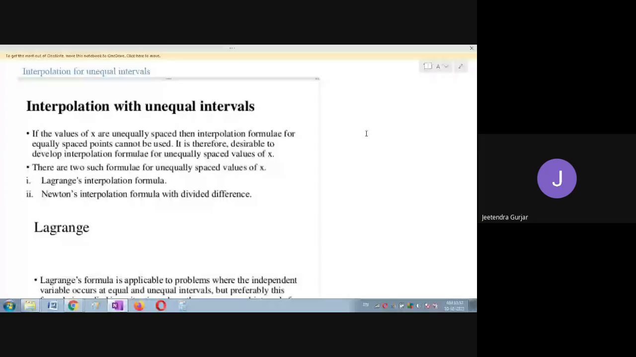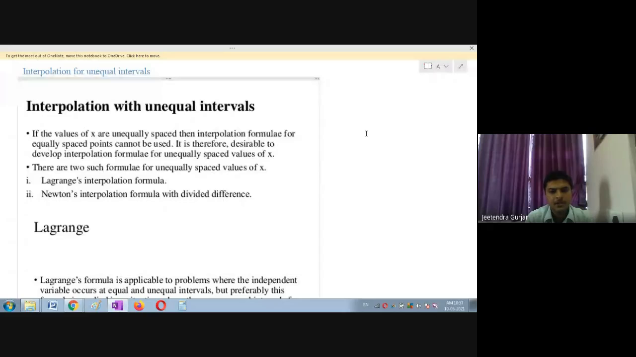Let's quickly go through a brief idea about unequal interval interpolation. If the values of x are unequally spaced, then interpolation formulae for equally spaced points cannot be used. As I said already, if the intervals are unequal, Newton's forward and backward formulae are not useful. So it is desirable to develop interpolation for unequal intervals. For unequally spaced values of x, we are going to use two formulas.